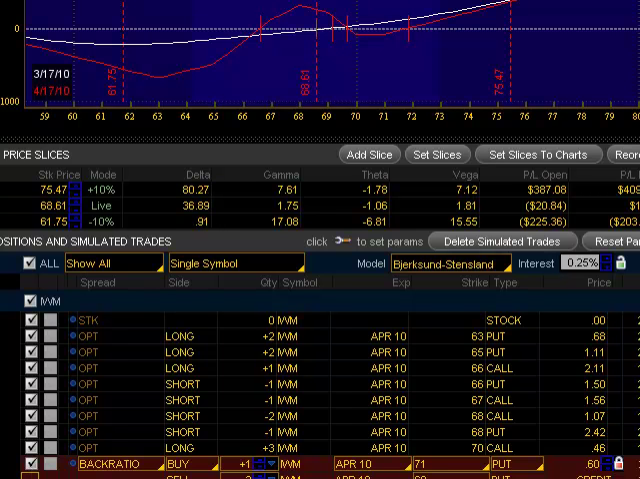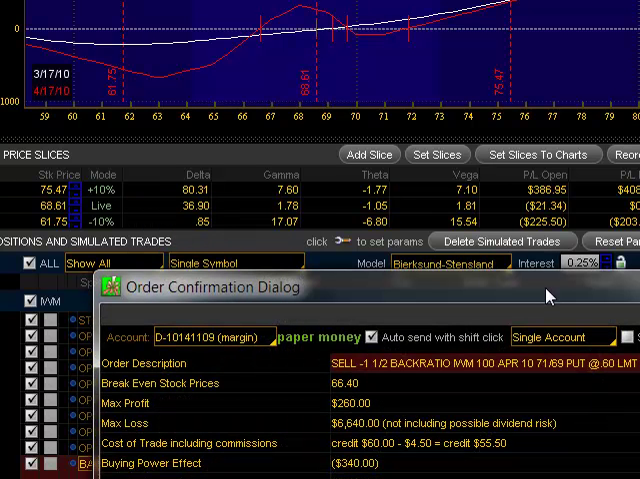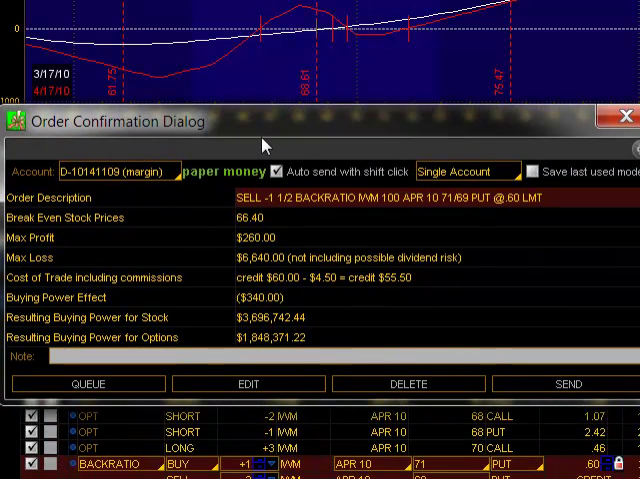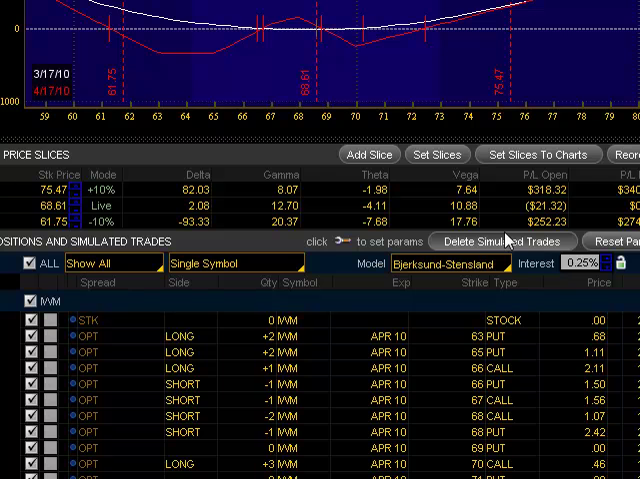So we're going to right click on this, and we're going to say confirm and send. And if you notice, I am doing this in a paper money account. Part of the reason I'm doing it in a paper money account is because when we route this trade at 60 cents, it's probably going to fill right away. 60 cents is the midpoint. So we'll probably hear a little bit of a beep here in a second that will indicate that our trade is filled.